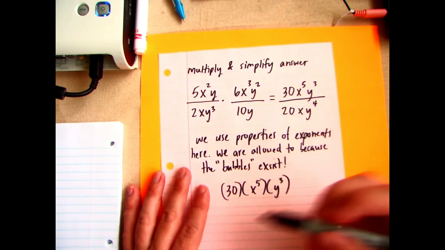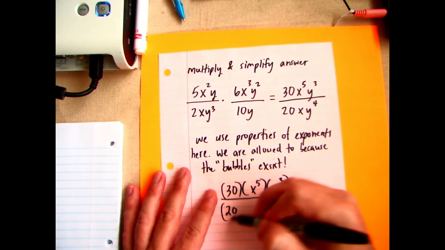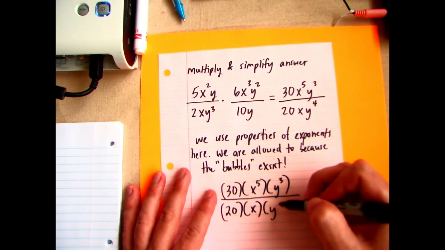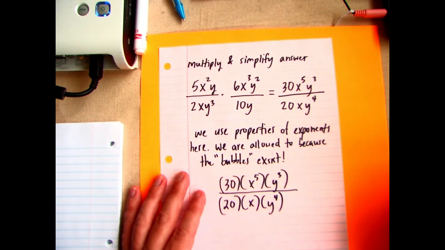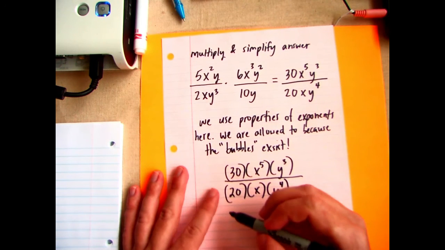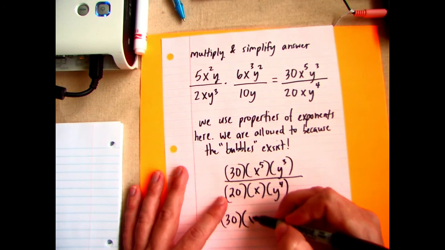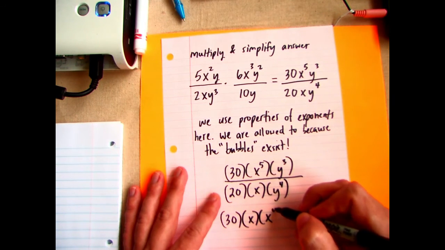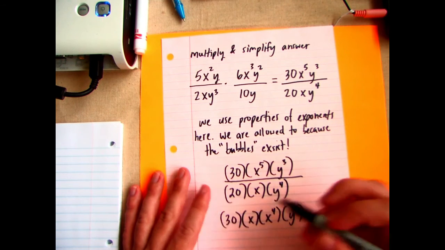The denominator would be 20, x to the first and y to the fourth. Now, if we're trying to get bubbles to cancel, I'm going to need to separate some of these. So let's write the numerator as 30, x in a bubble and x to the fourth in a bubble. So I separated x to the fifth as x and x to the fourth.